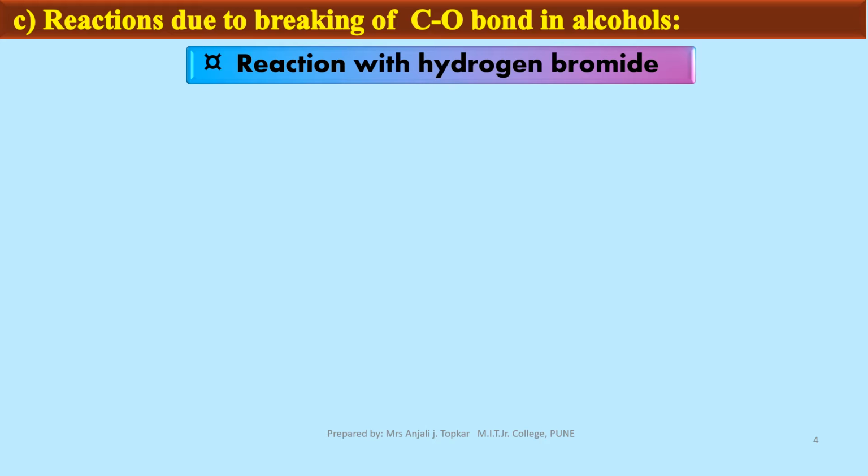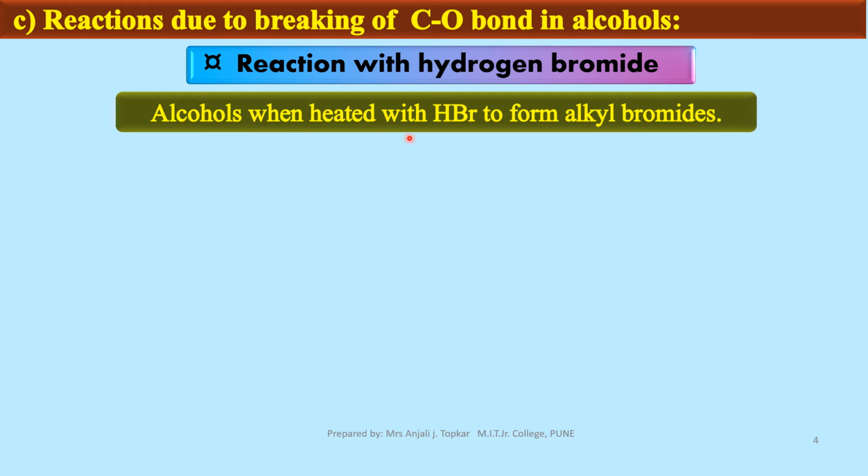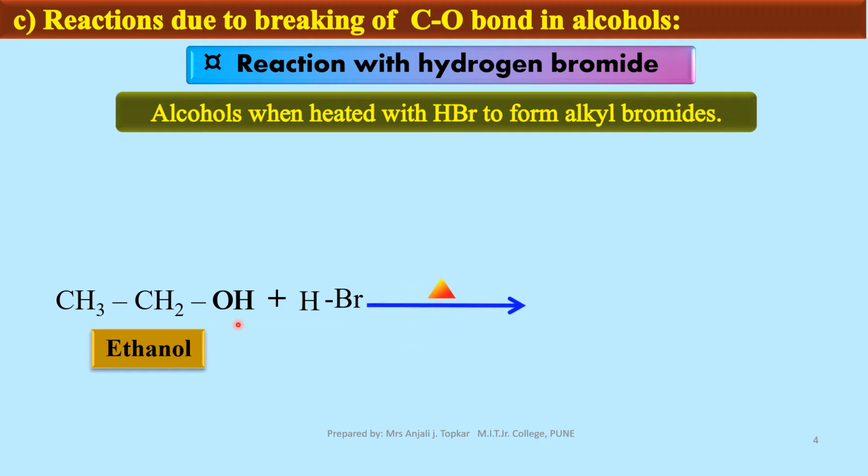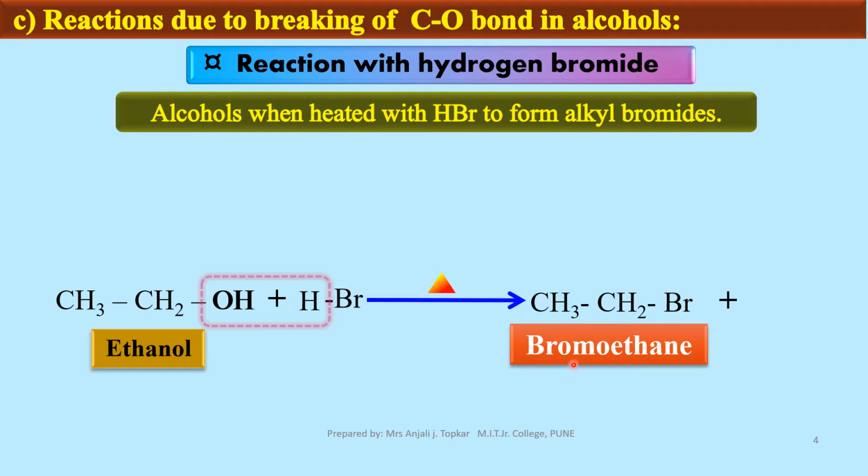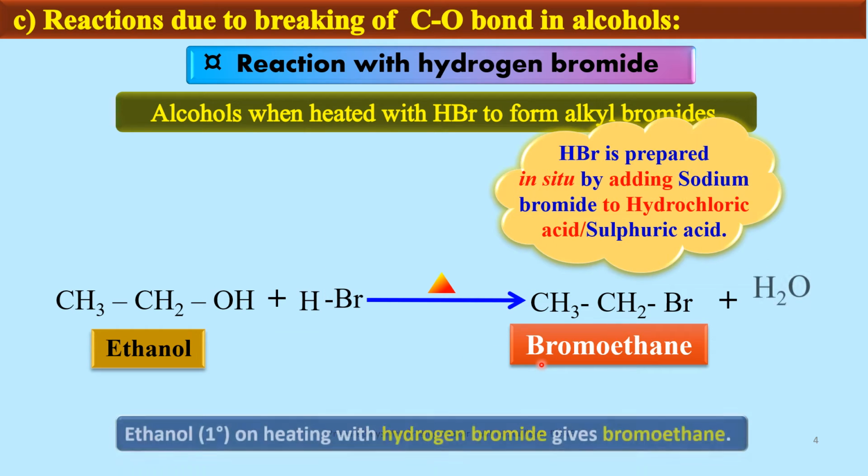Let's talk about the reaction with hydrogen bromide. Alcohols, when heated with HBr, form alkyl bromides. As we can see here, this is ethanol, CH3CH2OH, plus HBr gives, as we can see here, the highlighted part consists of water, and this bromine gets bonded to CH2. Thus, formation of bromoethane takes place, which is an alkyl bromide, plus HBr, H and OH form a bond to give water.